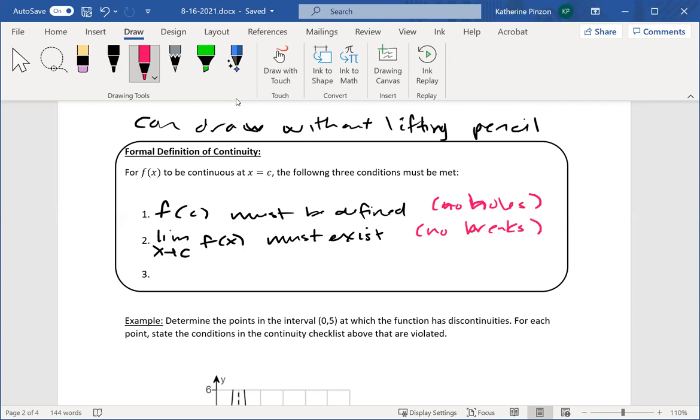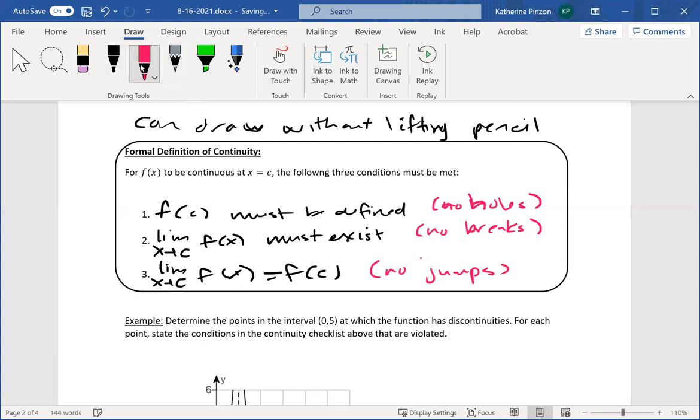The third case is where there's a jump, meaning the function exists because it has its filled-in value. The limit exists because the two sides meet, but the function value and the limit are not the same. So the third thing that could go wrong is that the limit and the function must be the same. The limit must be the same as the function. And this is no jumps.